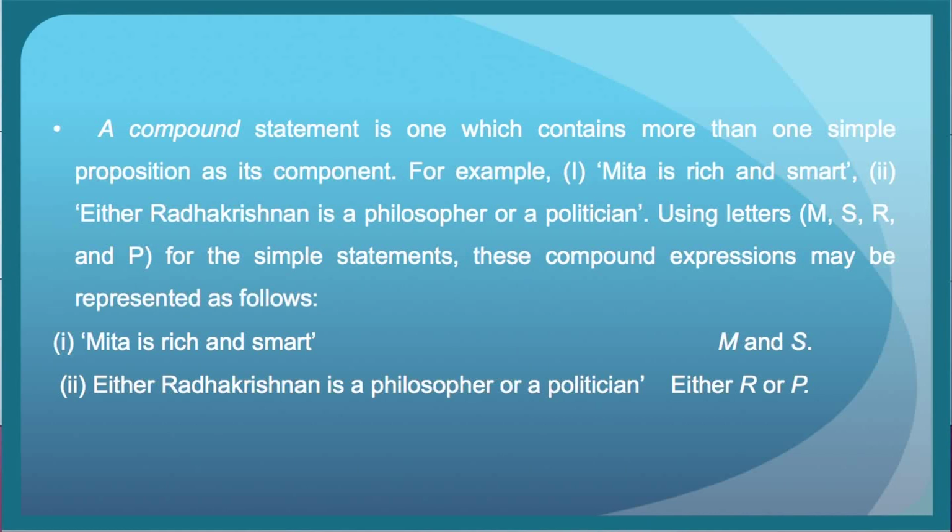Okay, Mita is rich and smart: M and S. Okay, again that means one letter is to be used for rich and the other is to be used for smart. Again, Radhakrishnan is a philosopher or politician. Here you can use either R or P, because if we use P for both the things, then it will not make any sense or it will not make any meaning.